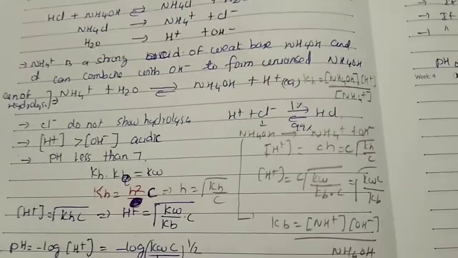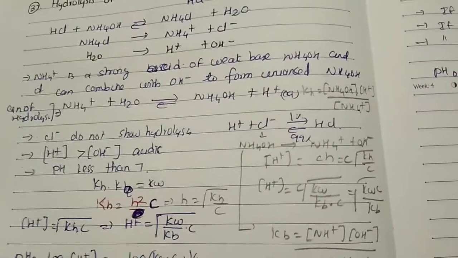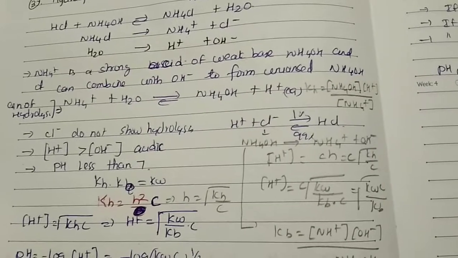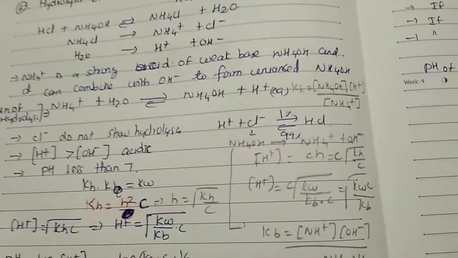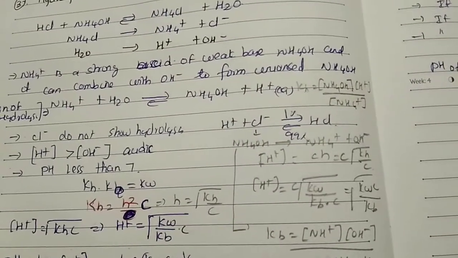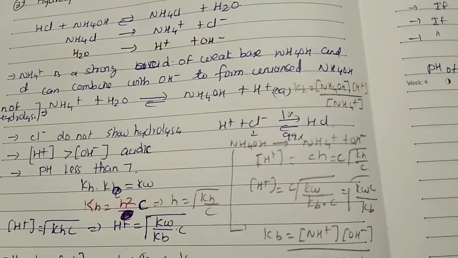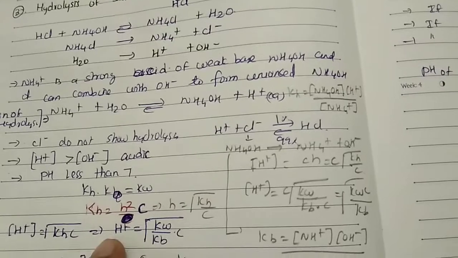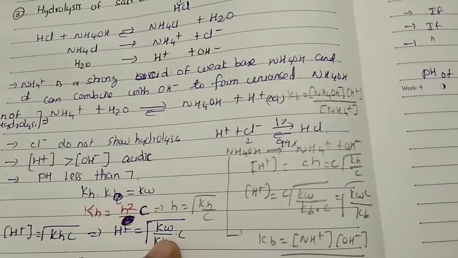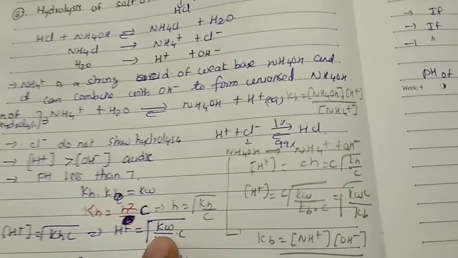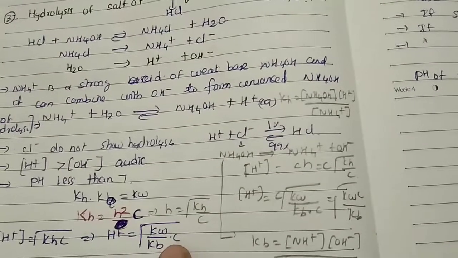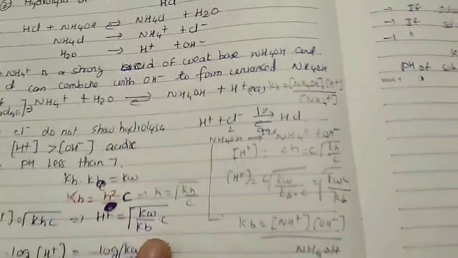Then H plus equal to root of KhC. You know that in the previous one we got OH equal to root of KhC, but in this case H plus equal to root of KhC. Then H plus equal to root of Kh value, which will be what? Kw by Kb into C.